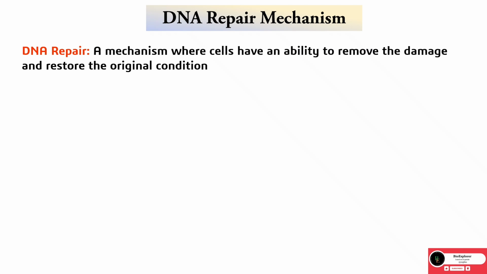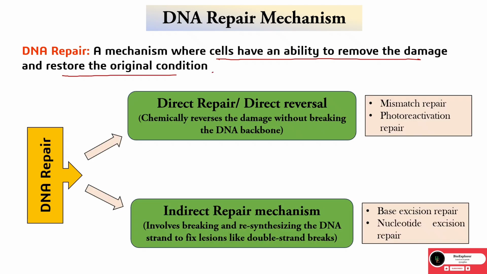So what is DNA repair? DNA repair is a mechanism where cells have an ability to remove the damage and restore the original condition. There are two types of DNA repair mechanism that occur in the cell. One is the direct repair mechanism, where repair occurs without breaking the DNA backbone, and the other is the indirect repair mechanism. This type of repair involves breaking and resynthesizing the DNA strand to fix lesions like double-stranded breaks.